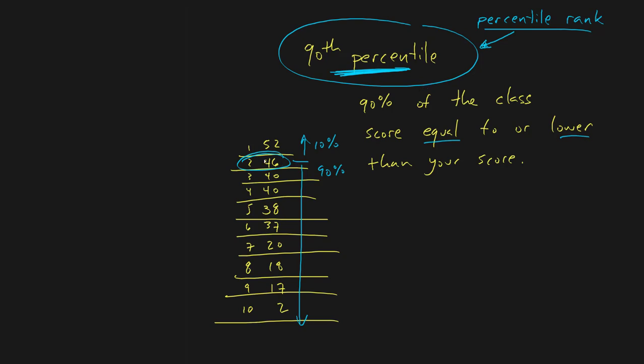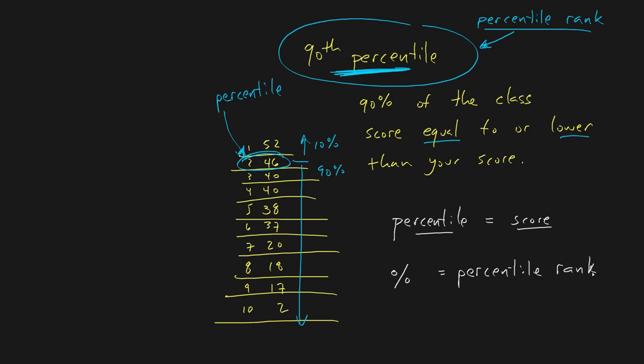Your score itself, the 46, this is what's referred to in this course as the percentile. So the percentile is a score, but the percentage, that is referred to as the percentile rank. Personally, I always found this easy to mix up.